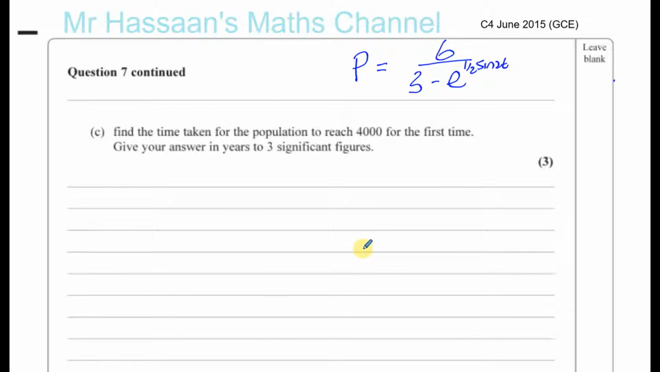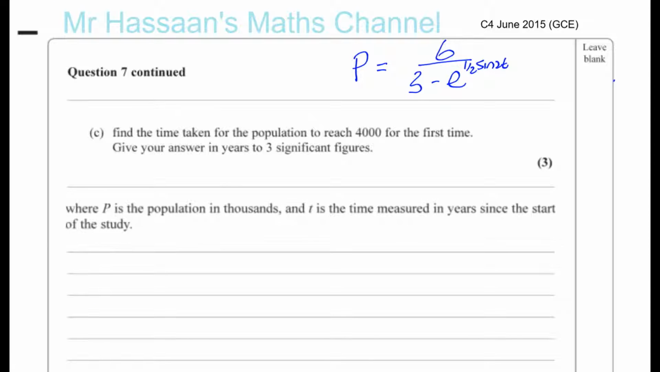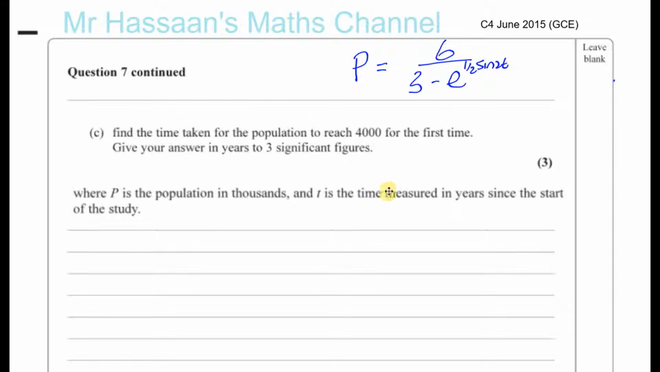So it says find the time taken for the population to reach 4,000 for the first time. Now here you've got to be really careful, because a lot of people will say p is 4,000. But if you go back to the beginning of the question, it says p is the population in thousands and t is the time measured in years. So p is the population in thousands. If you put p as 4,000, you're going to have a problem. It probably won't work out at all. You get either the wrong answer or your calculator won't be able to take it because you're dealing with sine.